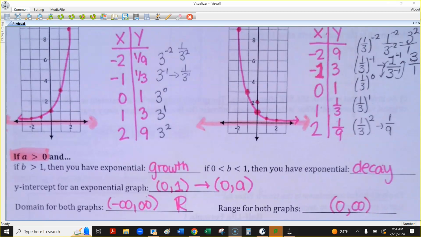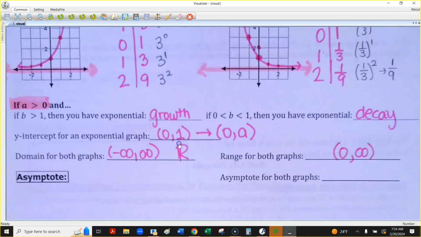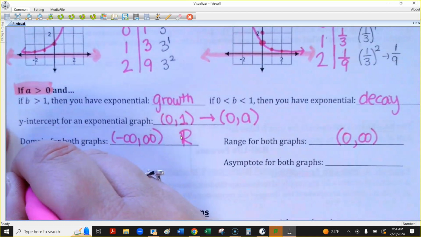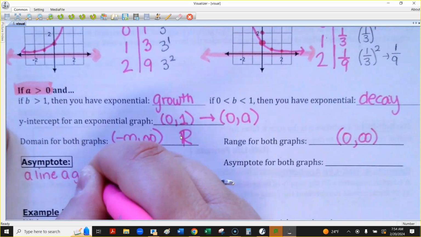Some of these are going to be shifted. We're going to do that tomorrow a little bit. But the lowest value, I don't actually touch 0 because I get really close to that line, but I don't touch it and I don't go over it. And that is going to relate to this lovely word right here. This is called an asymptote. And you have that in both of these graphs, and it's actually the same for both graphs. But this is a line a graph approaches.